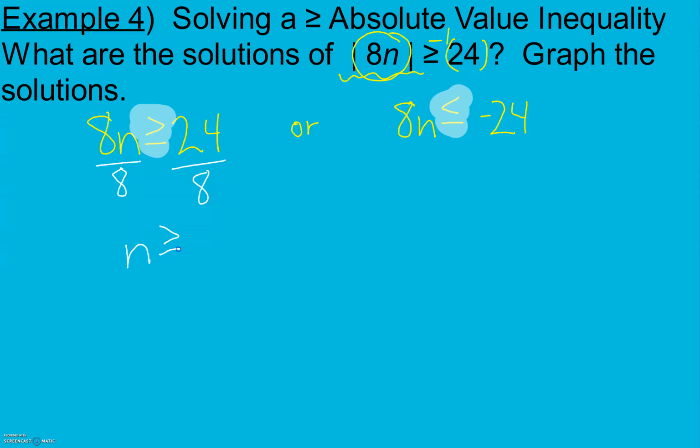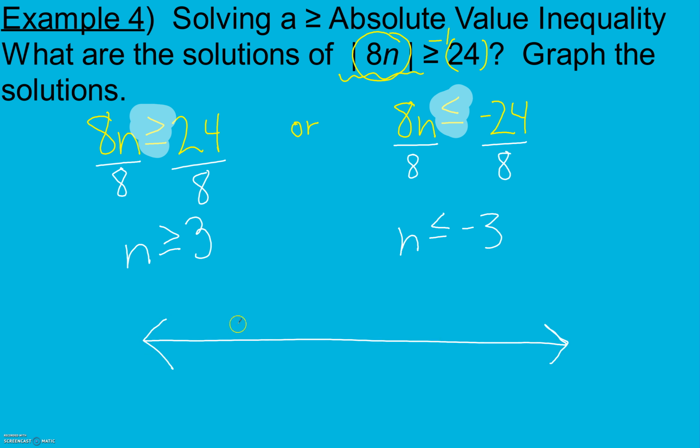n greater than or equal to 3, divide by 8, n less than or equal to negative 3. To graph this, I have negative 3 in between negative 4 and negative 2. I have 0 in the middle, and I have 3 in between 2 and 4. I put a circle at 3. I fill it in because of that little equal to line underneath my inequality.